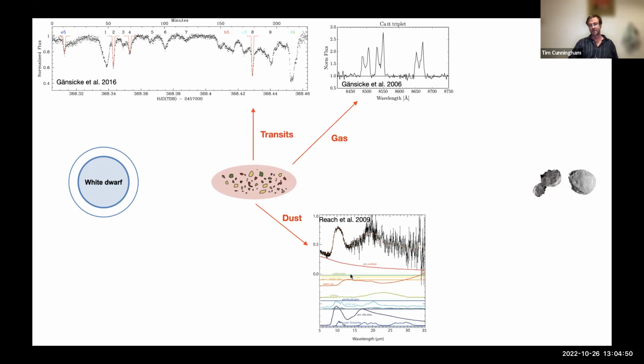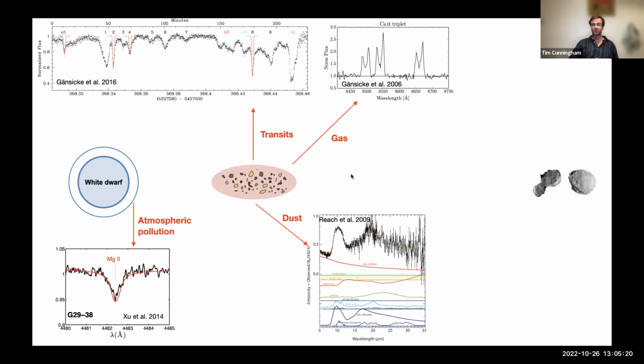So we have infrared excess, which was the first hint of some circumstellar material. We also have gaseous emission detected in tens of systems now. We also have actual transits of planetesimals and planet candidates. So we have strong evidence of circumstellar material around white dwarfs. And the key piece of evidence for the accretion of planetary debris is, as I've mentioned before, the atmospheric pollution. So the absorption features from metals in the optical and UV spectroscopy.